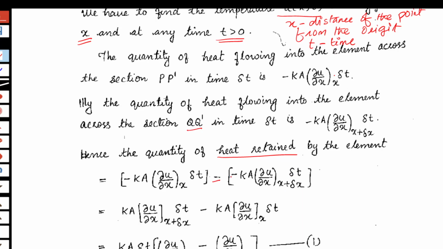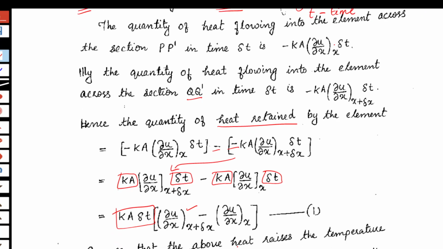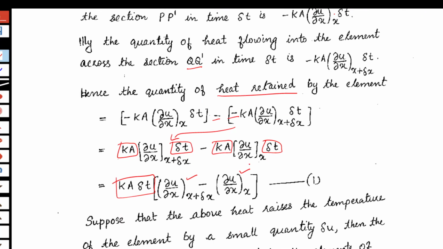Now the product of the two minuses becomes positive and we transform this term to the first position. We have KA ∂u/∂x at x plus delta x into delta t minus KA ∂u/∂x at x into delta t. KA and delta t are common to both terms and are taken outside, giving KA delta t into [∂u/∂x at x plus delta x minus ∂u/∂x at x].